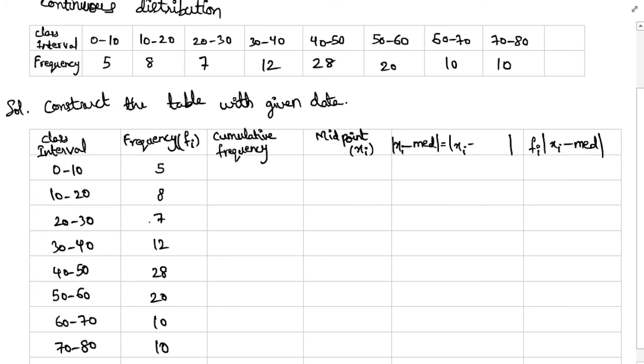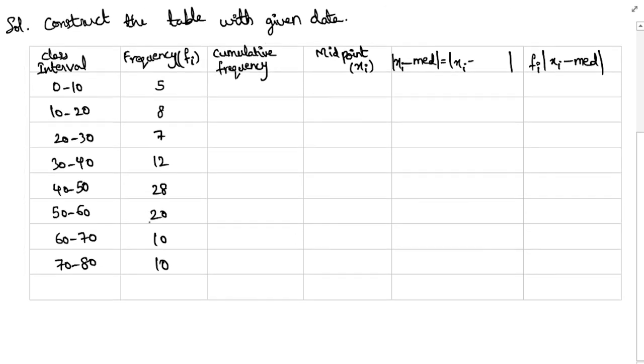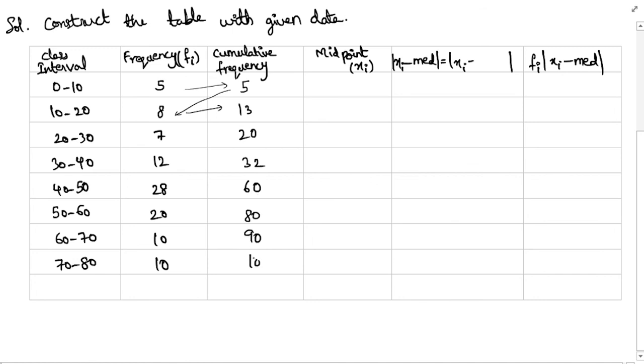Now we'll move on to the other columns, that is cumulative frequency. Cumulative frequency here will be 5. You know what is cumulative frequency, right? How to calculate it? So 5 plus 8. This will be the same, and this plus this gives me this answer: 13, and then 13 plus 7, that is 20. Then this is 32, this is 60, 80, 90, and then 100.